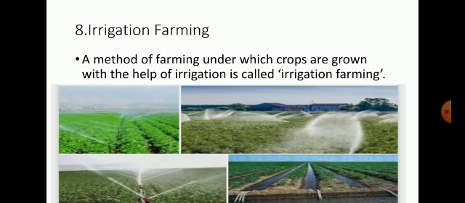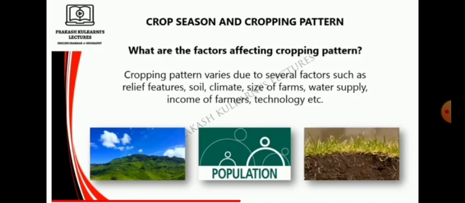Next we are going to study crop season and cropping pattern. What are the factors affecting cropping pattern? Cropping pattern varies due to several factors such as relief features, soil, climate, size of farms, water supply, income of farmers, technology, etc.